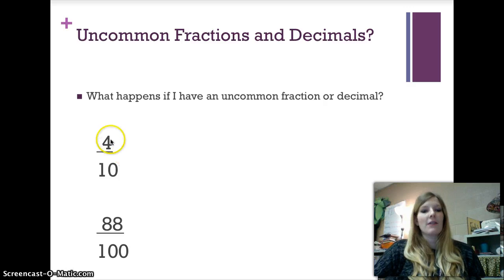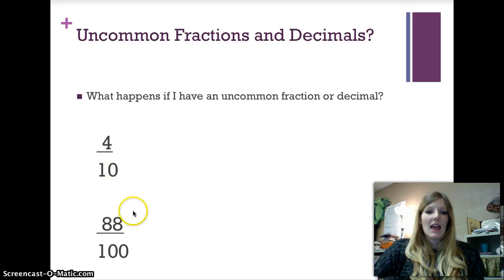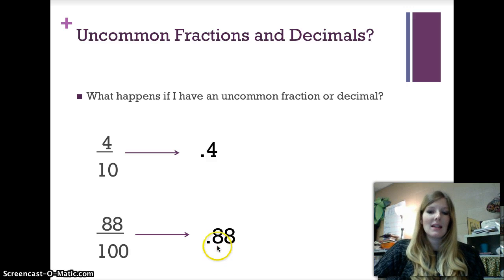Okay, so let's work the other way. If I have a fraction like 4 tenths and another fraction, 88 hundredths, how would I write these as a decimal? You're going to use the exact same method that we did for turning a decimal into a fraction. Now we're just going to take 4 tenths and think, how would I write that as a decimal? And it would be 0.4. The 4 is in the tenths place value. 4 tenths is equal to 0.4. And the same thing with 88 hundredths. How would I write that as a decimal? 0.88. 88 hundredths is the place value name.